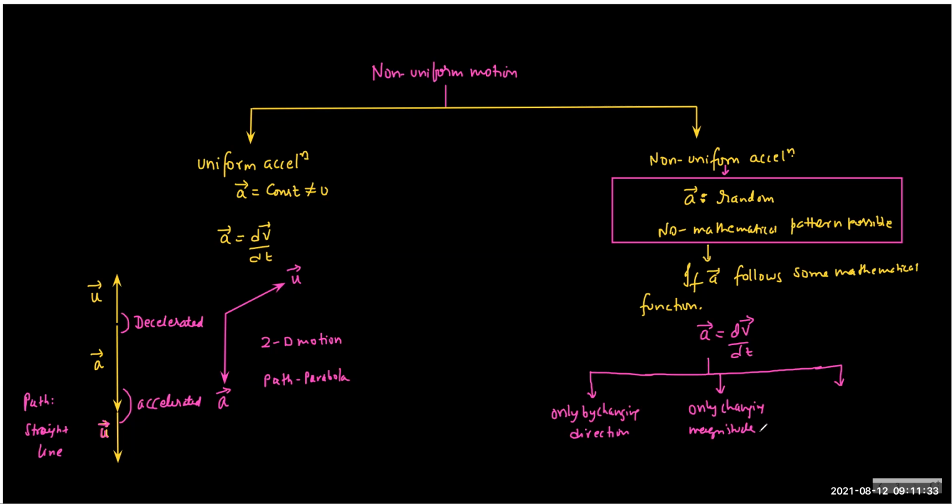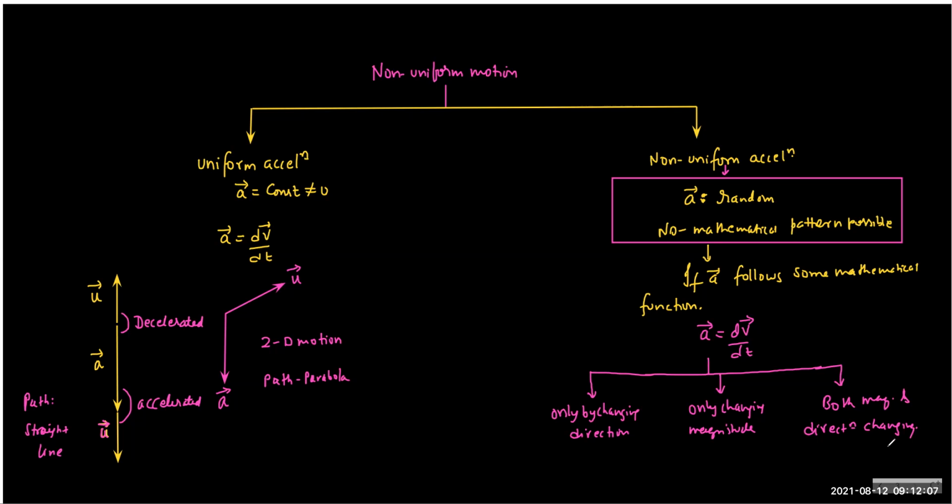Okay, and the third is both changing. Both means both magnitude and direction changing. Okay, sir, so these are the cases for which a vector can be expressed in the form of dv by dt.